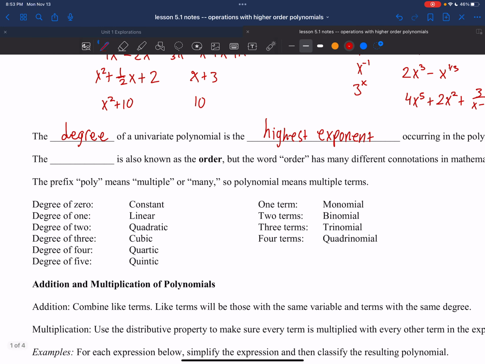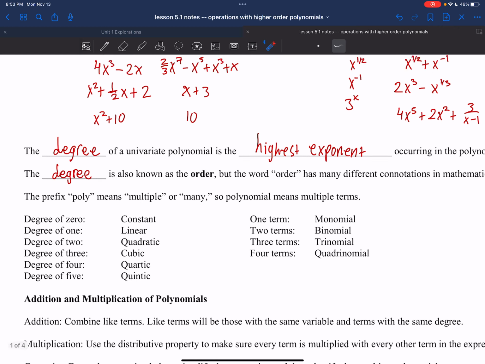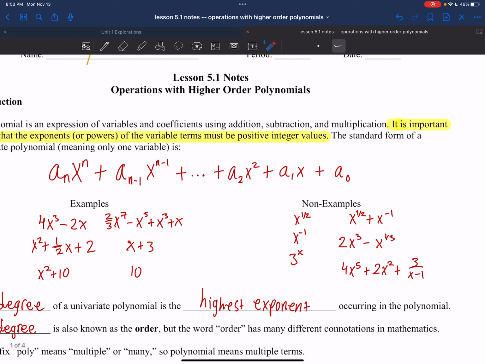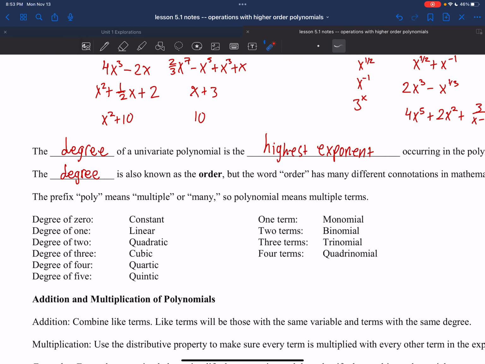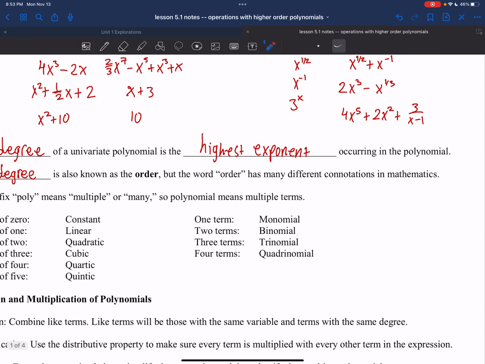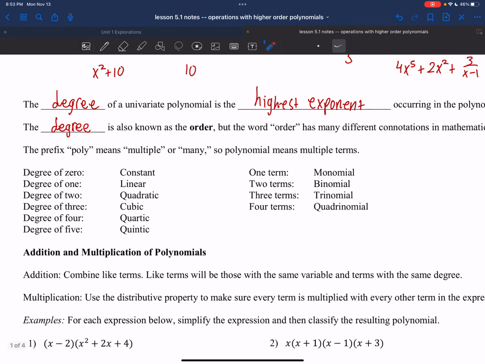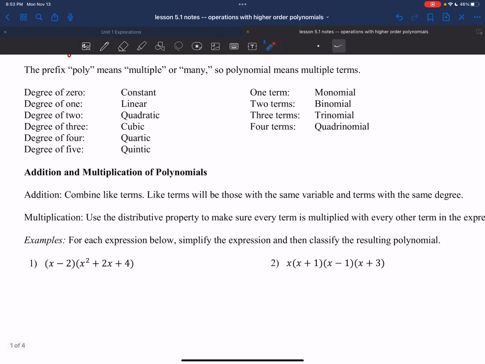Also, there's a thing called order. So you could use these words interchangeably for now, as long as we're operating in this context. We call them higher order polynomials. That just means higher degree polynomials. It just means more than 2, okay? It just means cubic and so forth, right? So degree, order, same thing, okay? Only thing is, order has a little bit more to it and means more the deeper you get into math, okay?